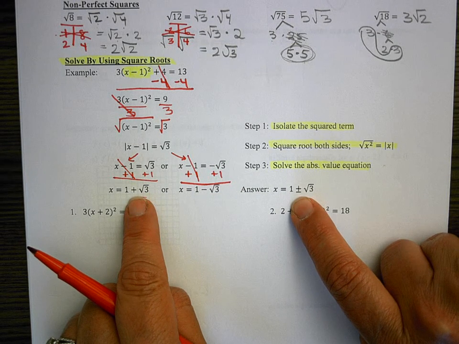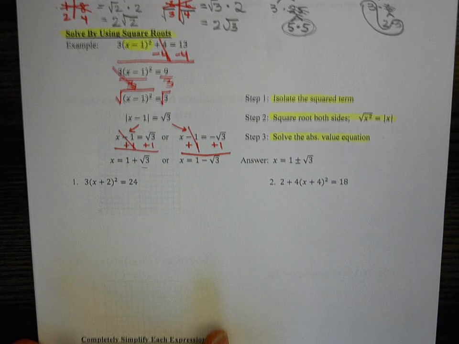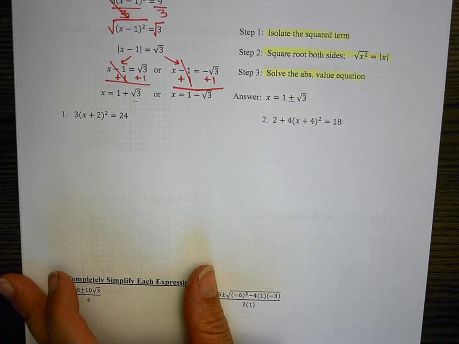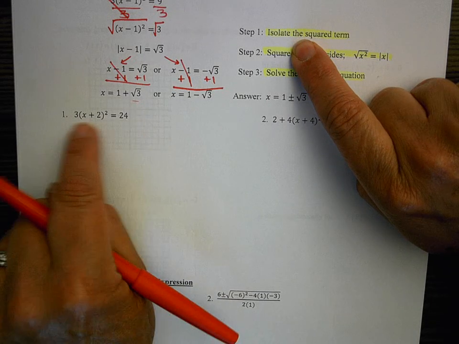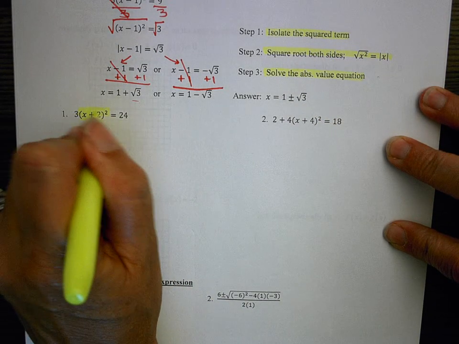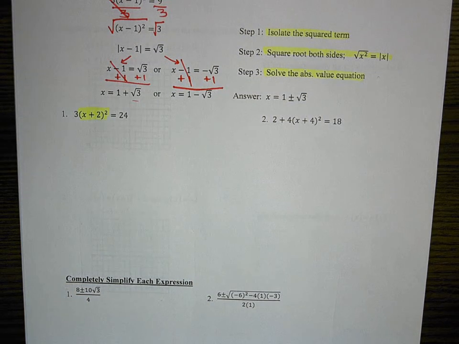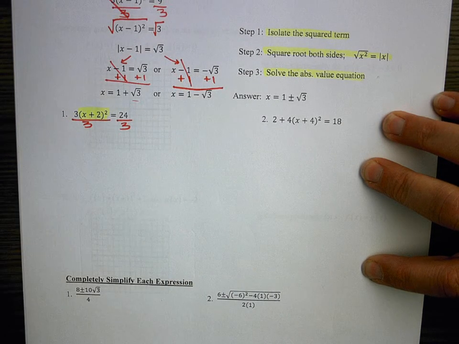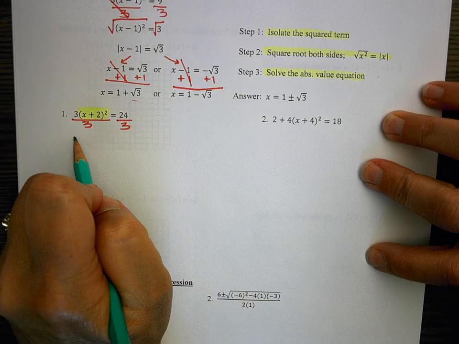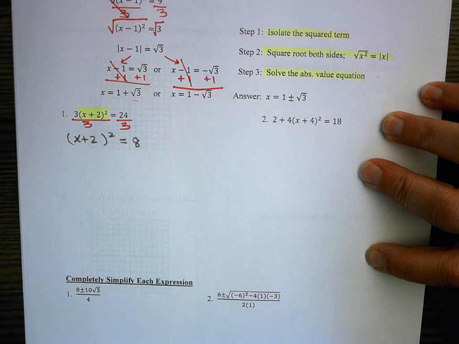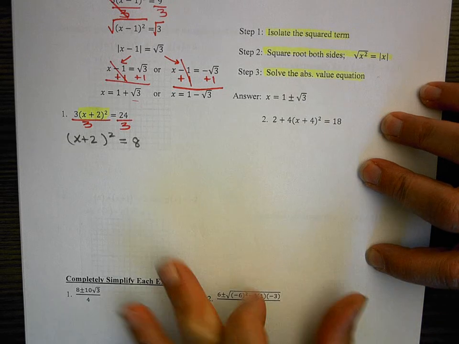Okay, so let's go ahead and solve for both of these. Step 1, isolate the squared term. So what am I trying to isolate? I'm trying to get this by itself. In order to do that, I need to get the 3 over, so I'm going to divide both sides by 3. And then I will have x plus 2 squared equal to 8. This is by itself, so now step 2 is to square root both sides.